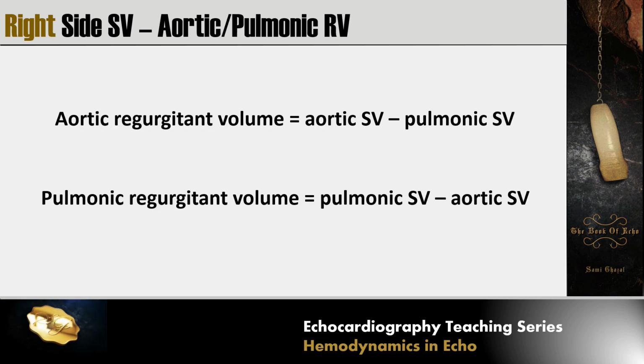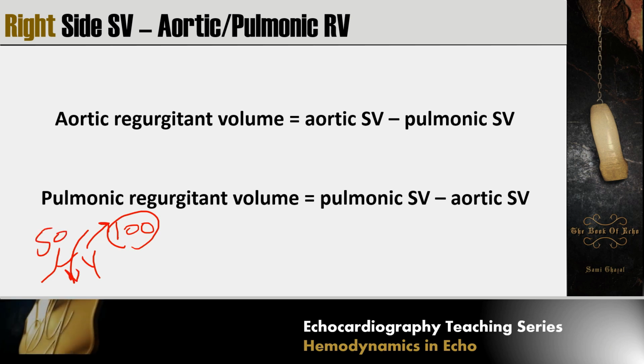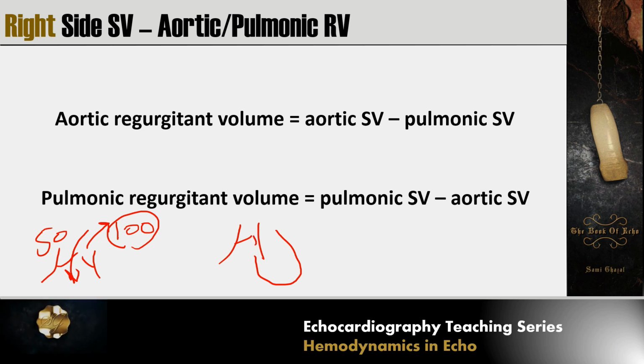Now let's assume there is a regurgitant semilunar valve. Let's say maybe now the pulmonic valve here is regurgitant. So it will send out 100 ml. And out of this 100 ml, 50 ml will go back, and only 50 will reach the left side. So if we measure the left side stroke volume, and it is 50 only, now we can calculate the regurgitant volume of the pulmonic valve.